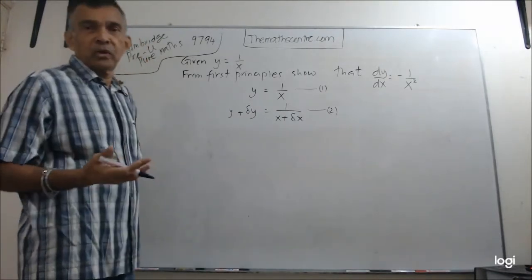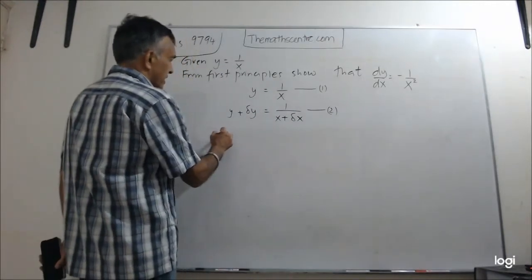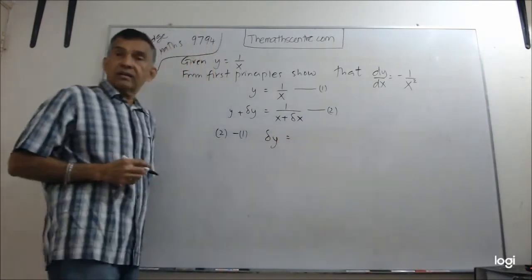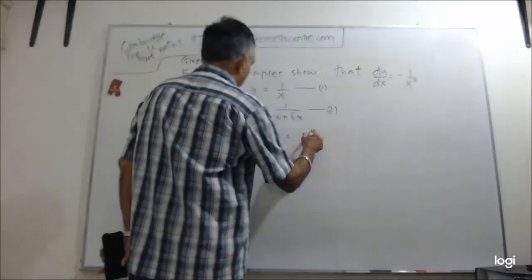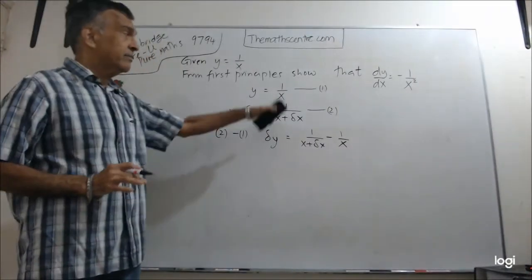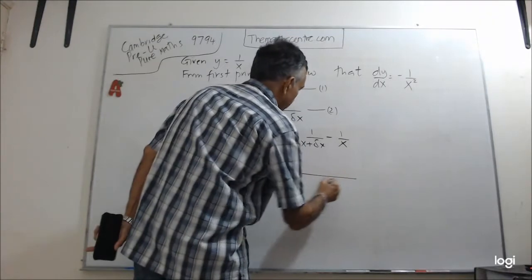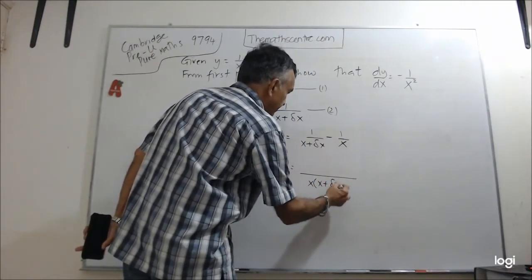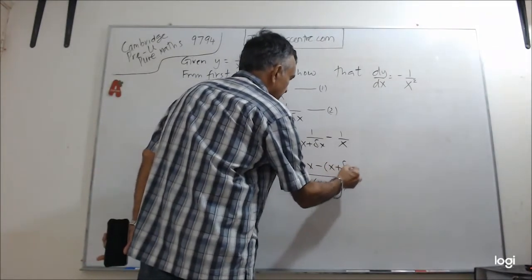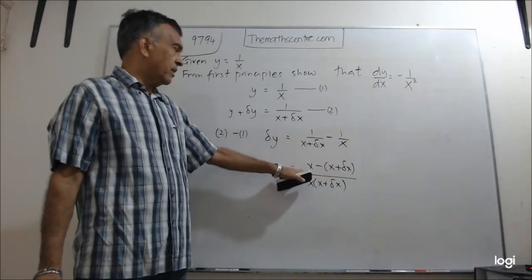Okay, great. So now we're going to take equation 2 minus equation 1. So let me write it here. 2 minus 1. On the left hand side I have delta y, and I have 1 over x plus delta x minus 1 over x. We're doing well. This minus this. We need to do a little bit of algebra here. We have x plus delta x, and then in my numerator I have x minus x plus delta x. Let me quickly check that. I have x plus delta x in the denominator, and so I have x here and minus x plus delta x.